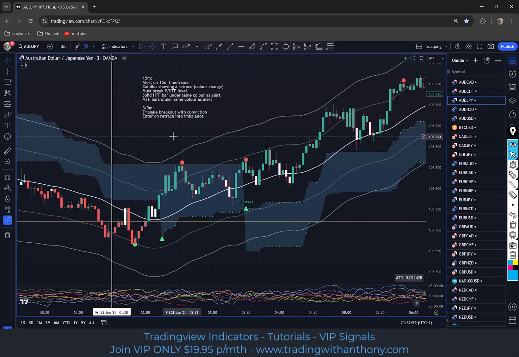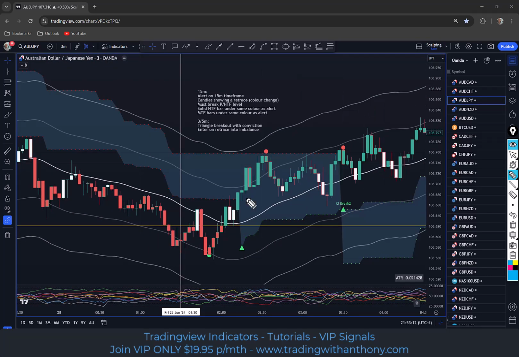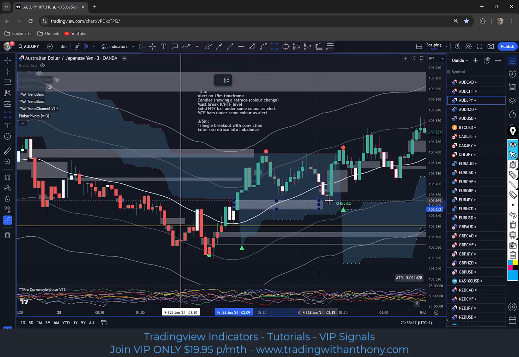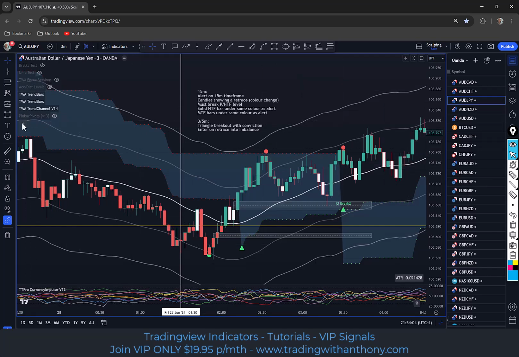And what we're looking for is a move with some conviction, and we're looking for a candle where there's a space between the candle on the left and the candle on the right. That's the imbalance. Enter on the retrace into the imbalance. And we can use our indicator here to help us identify the imbalance. I'm going to turn it off again. That's on the 3-minute chart.